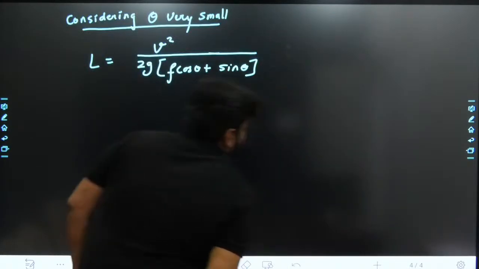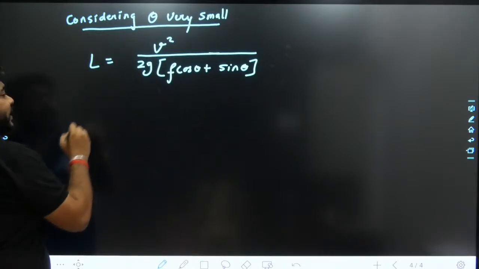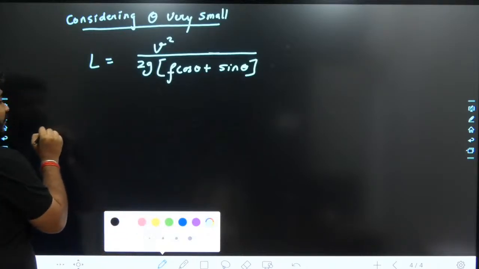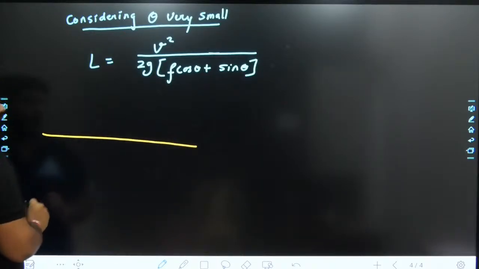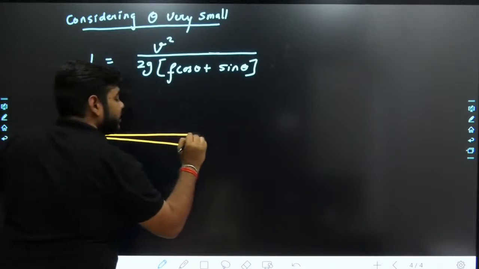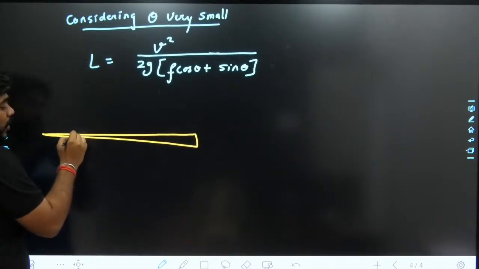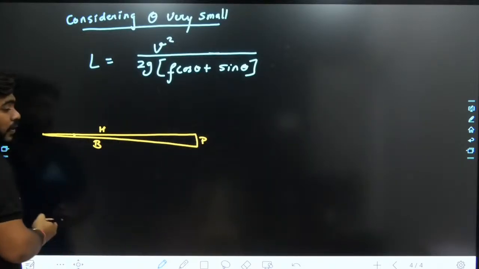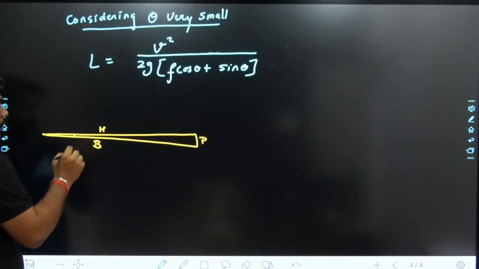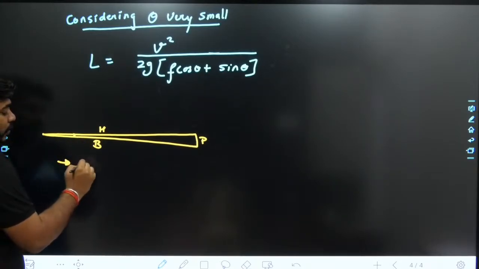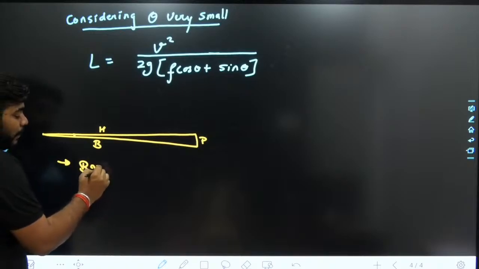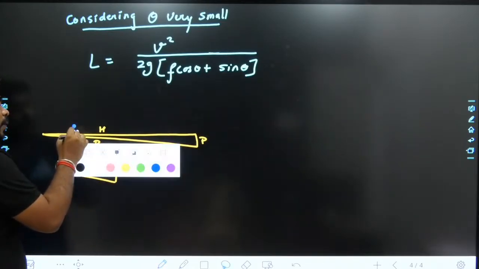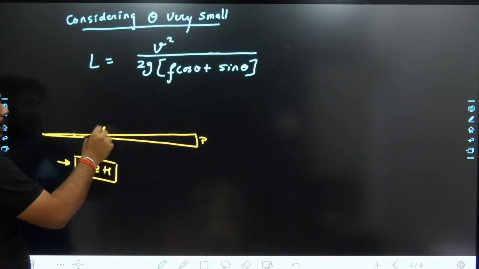Now, if we take theta very small, what will happen? Just have a look over here. This is your angle, and we are taking theta as very small. You can say this is your base, this is your hypotenuse, and this is your perpendicular. Now your base value will be approximately equal to the hypotenuse, because this theta is very small. So you can write your base as your hypotenuse value.